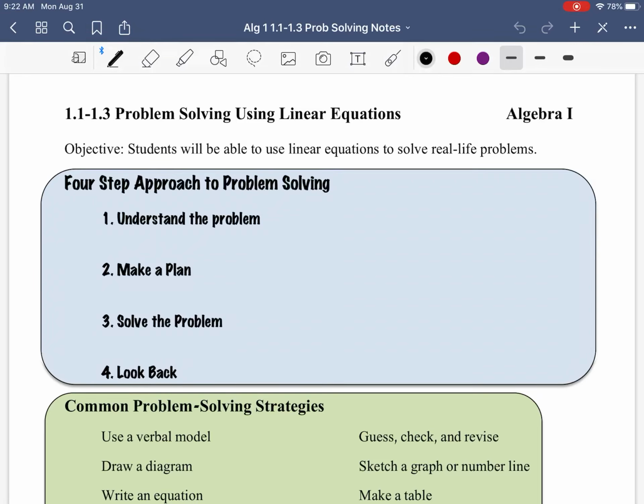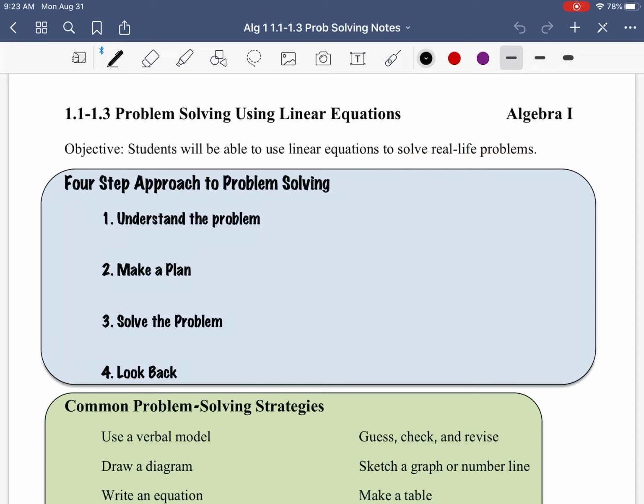Hello. In this video, we are going to be looking back at sections 1.1, 1.2, and 1.3 and solving the problems involved there, the ones that have a context, our problem solving. So basically, word problems, okay? So we're going to use linear equations and a bunch of other methods to solve some real life problems.